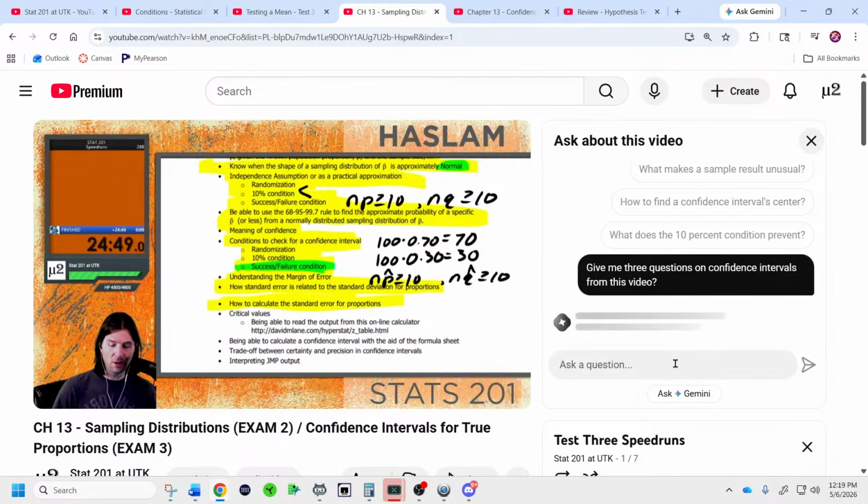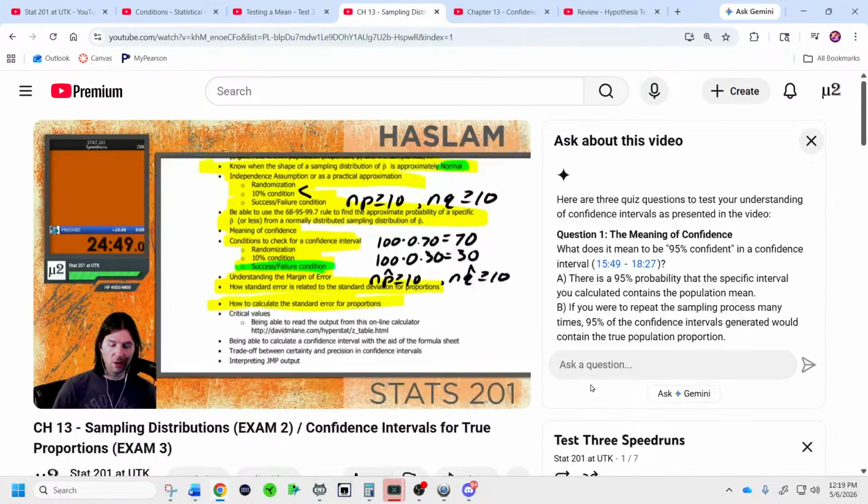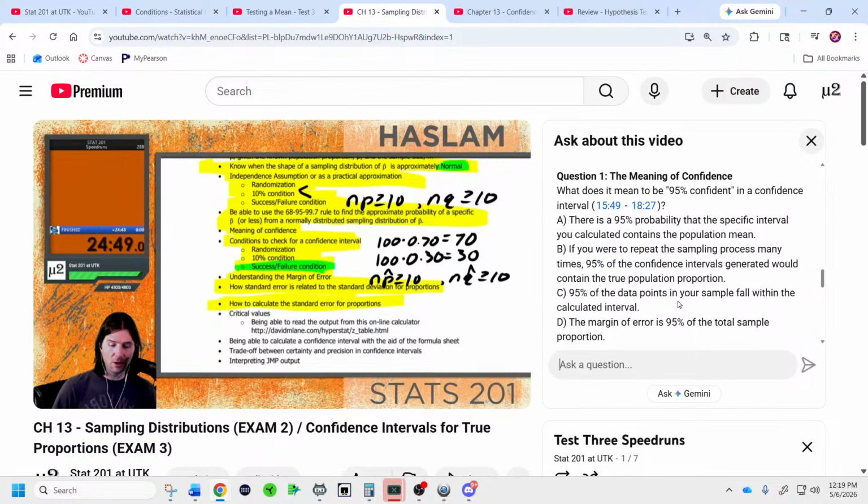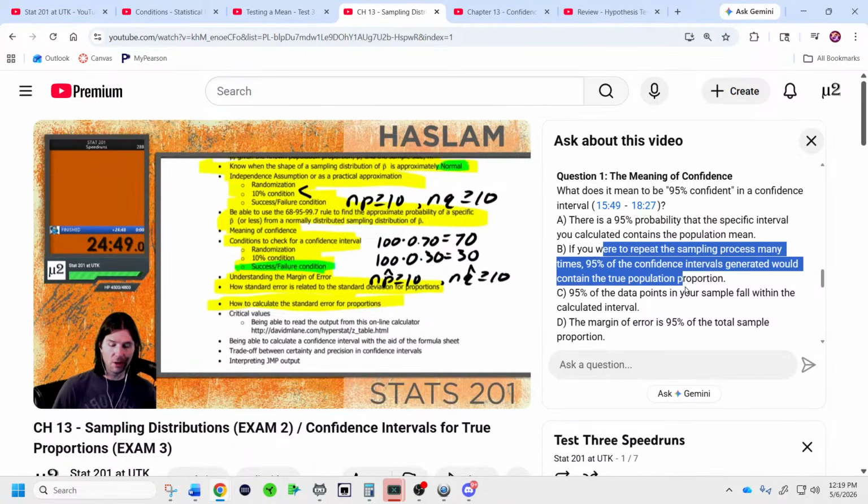So give me 3 questions from confidence intervals on this video. Question number 1, there's a 95% probability that the specified interval you calculate contains the population mean. Oh, it's asking what does it mean to be 95% confident? It means with repeated sampling, 95% of 95% confidence intervals contain the truth.